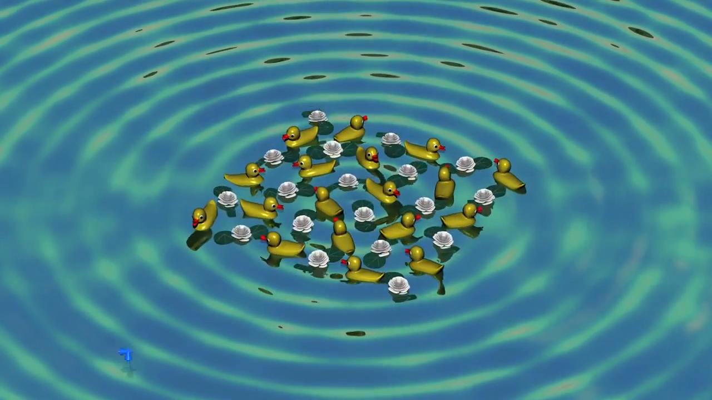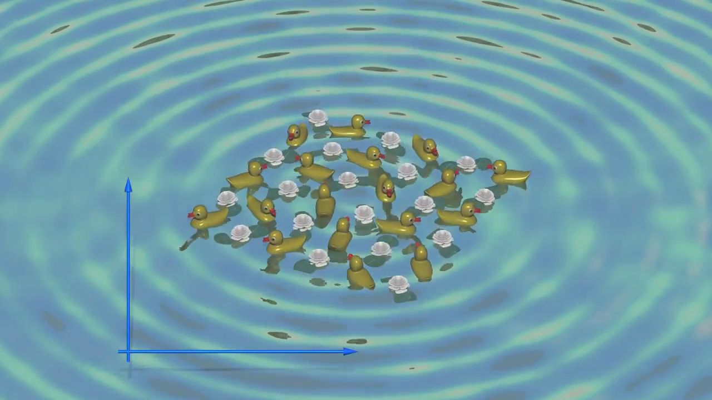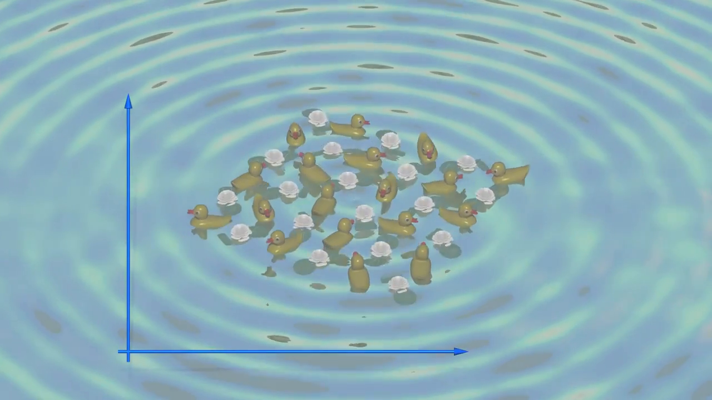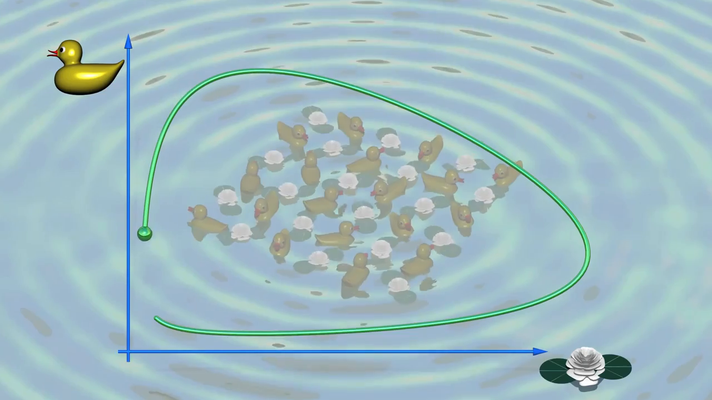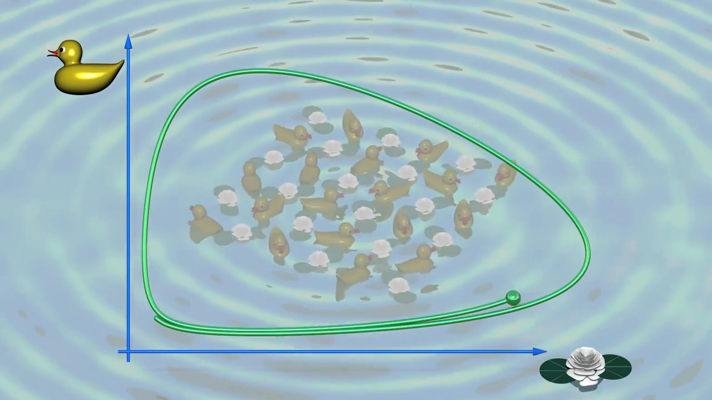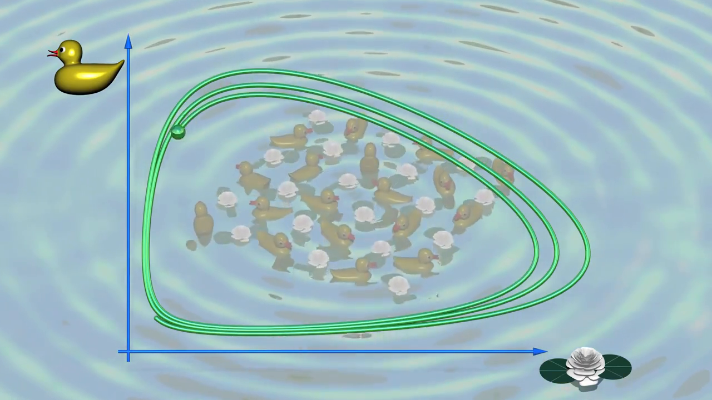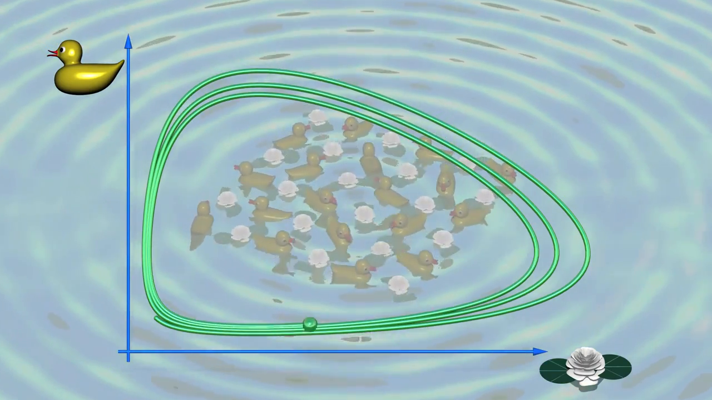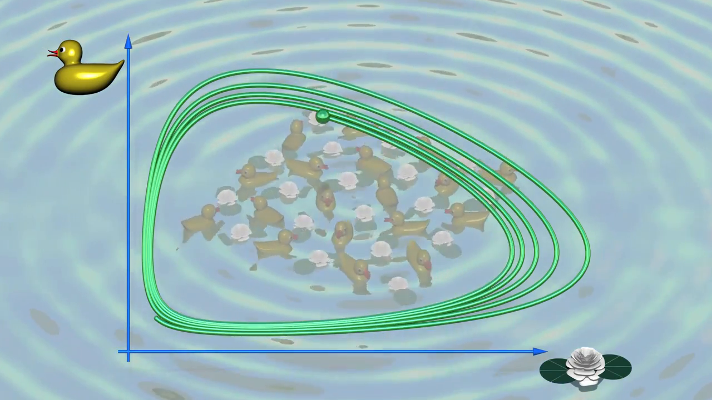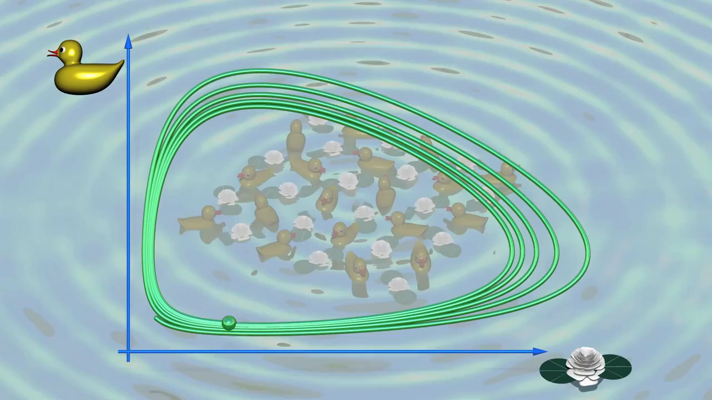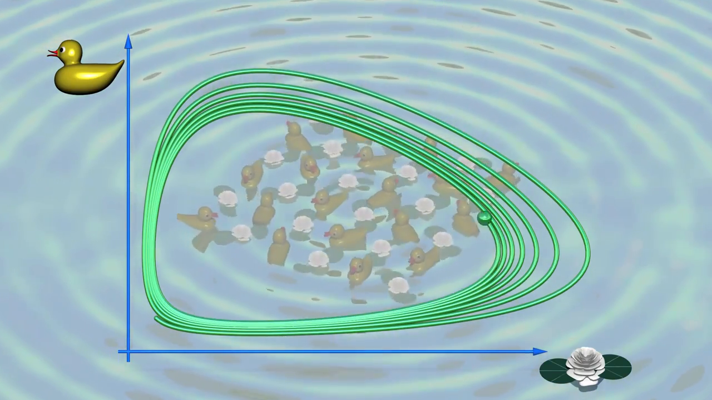We can record the situation at any given moment in time using a point on a plane. The first coordinate represents the number of water lilies, and the second represents the number of ducks. In fact, we get a vector field in the plane. Over time, the ducks and lilies follow a trajectory of the vector field and reach a limit cycle. The populations of ducks and water lilies eventually oscillate periodically.